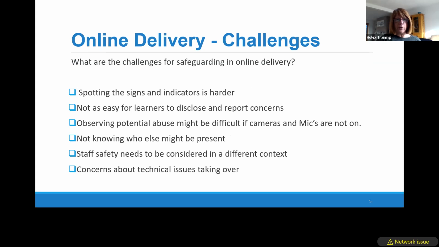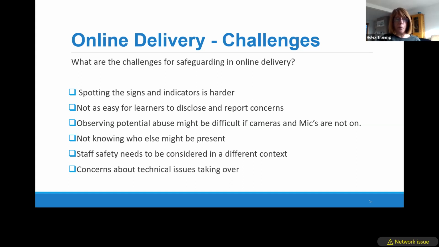So the challenges of online delivery, you might be able to think of more, but these were ones that I identified at the start of putting together this training. So spotting the signs and indicators is really hard. It's not as easy to see what's going on when you're online. You've just got a sea of faces in front of you. It's also not as easy for learners to disclose and report concerns.